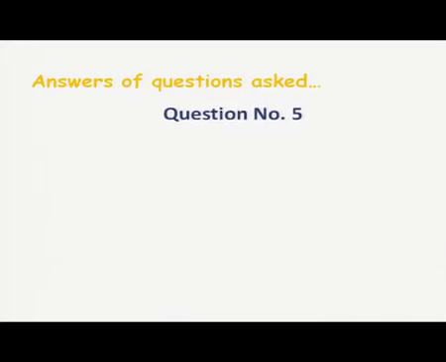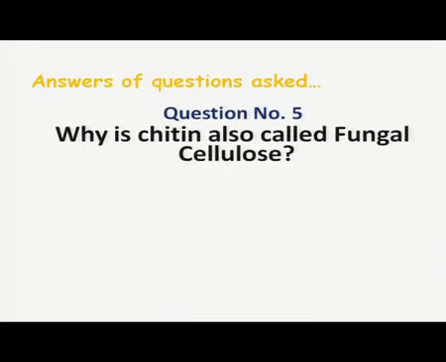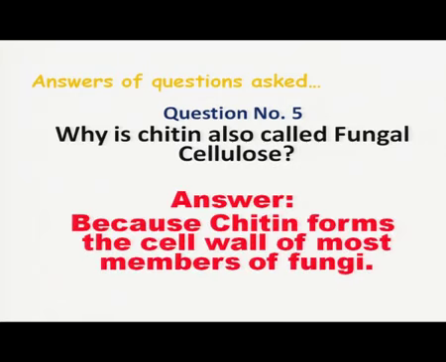Now, the last question, why is chitin also called fungal cellulose? Because in fungi, the cell wall is made by chitin. So, because chitin forms the cell wall of most members of the fungi. So, these are the 5 questions which are related to the last topics. Now, I hope all questions related to these topics, you will be able to answer.